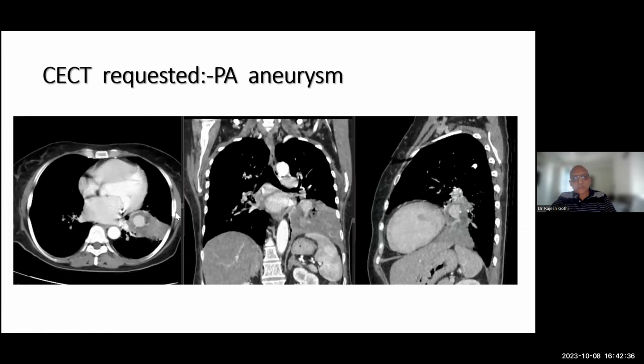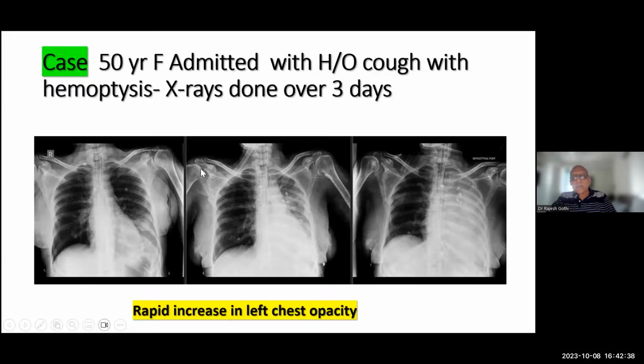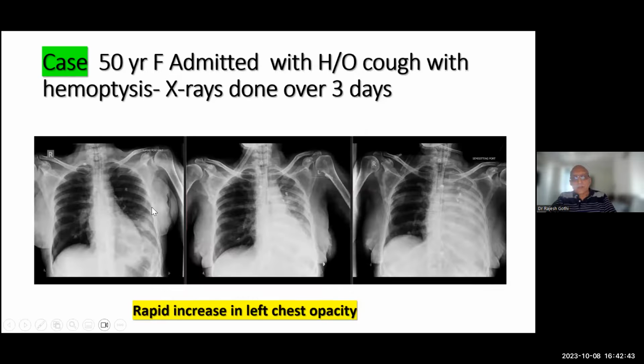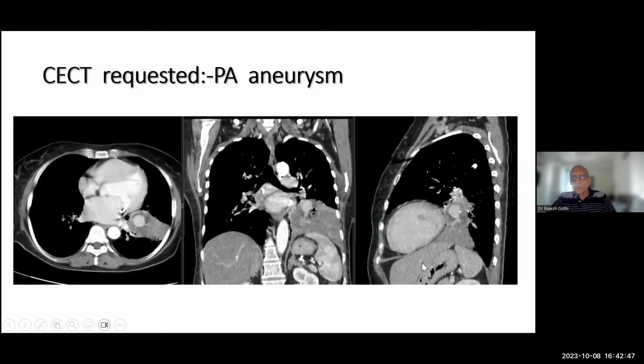So this patient had an effusion, which was increasing, and I gave you the history that the patient was having hemoptysis. So what we found was that there was an aneurysm of the left pulmonary artery, which was continuously bleeding into the left chest, because of which the hemothorax was increasing, and it had increased rapidly to collapse the left lung.